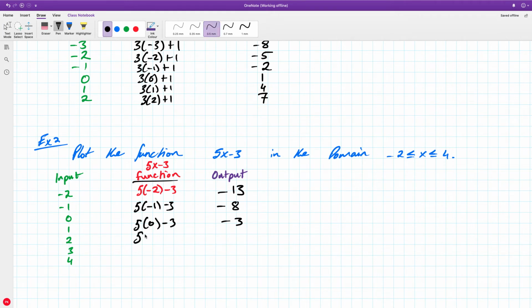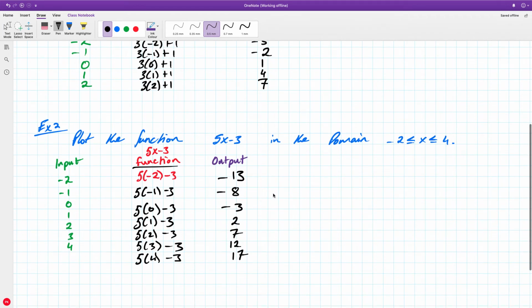5 times 1 minus 3, which is 2. 5 times 2 minus 3, which is 7. 5 times 3 minus 3, which is 12, and 5 times 4 minus 3, which is 17. So there are points.